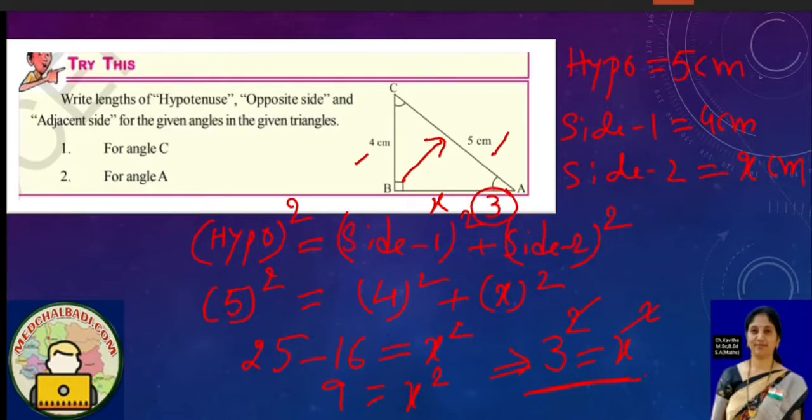After that, for angle C you have to write. For angle C, if this is the angle C, then this becomes the opposite, this is the hypotenuse, and this becomes the adjacent. Based on that you have to write the values. Next, consider the same values, but the angle at A. Based on this angle, this becomes the opposite, this becomes the adjacent, that is, BC becomes the opposite and AB length becomes the adjacent to angle A. Based on that you have to write the values.